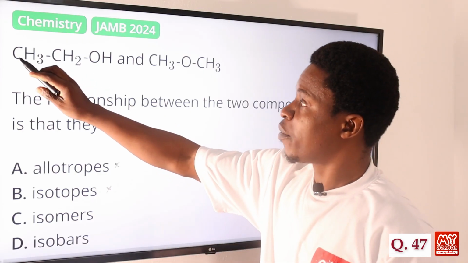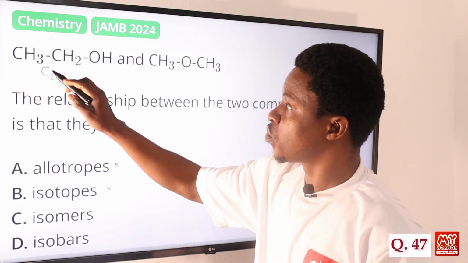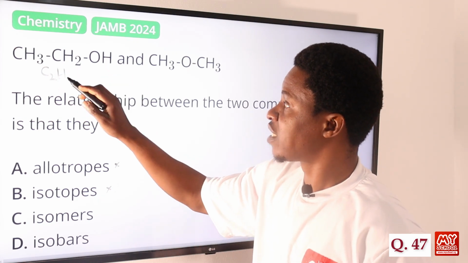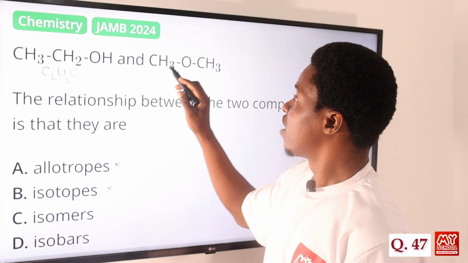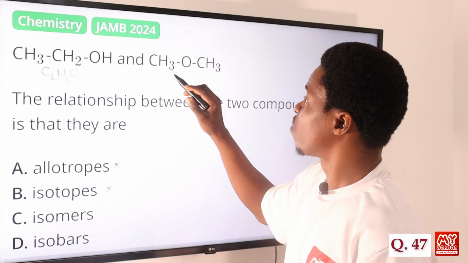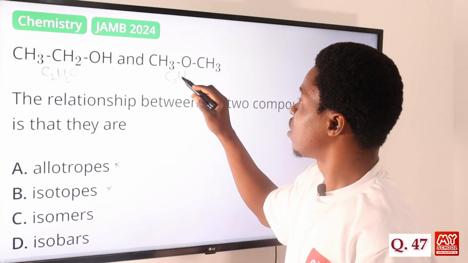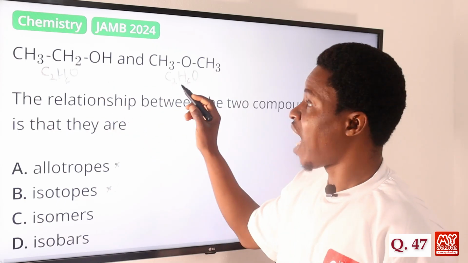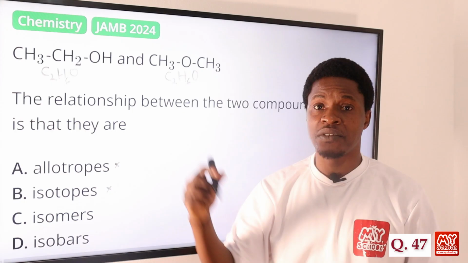Let's see. We have carbon 1, 2, 2 carbons here, C2. H is 3 plus 2, that's 5, plus 1, that's 6. Then we have O here. Then how many carbons do we have for this? We have 2 carbons. How many hydrogen? 3 plus 3, that is 6. And then we have oxygen. So you can see that they have the same atoms that combine together to form those compounds.